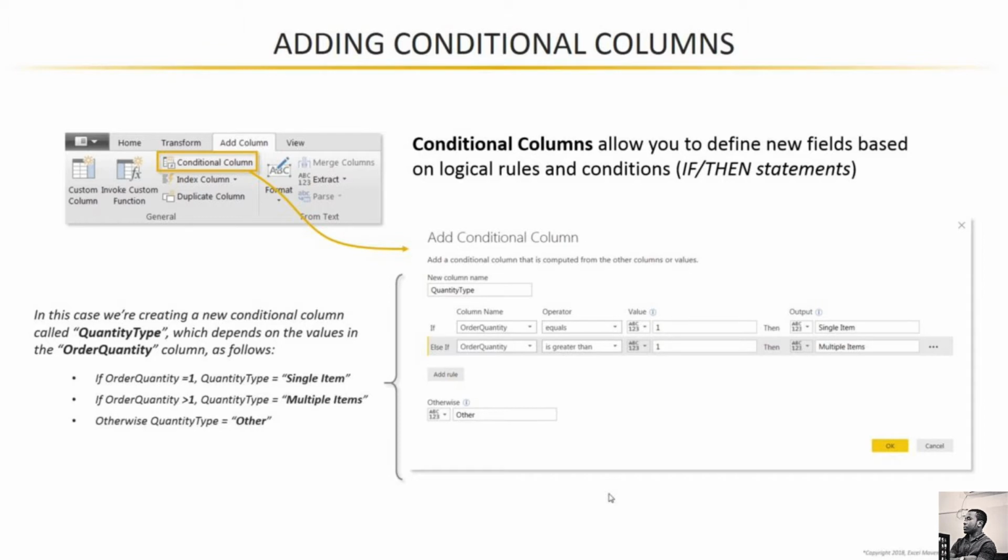If Order Quantity equals 1, then Quantity Type equals Single Item. If Order Quantity is greater than 1, then Quantity Type equals Multiple Items. Otherwise, Quantity Type equals Other.